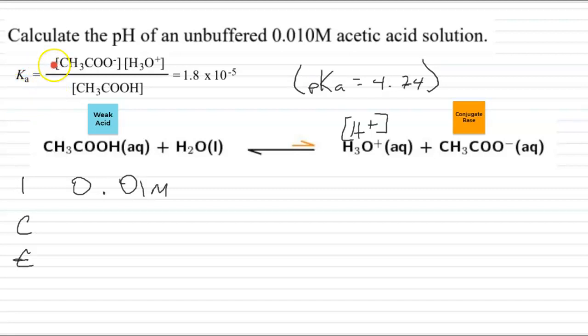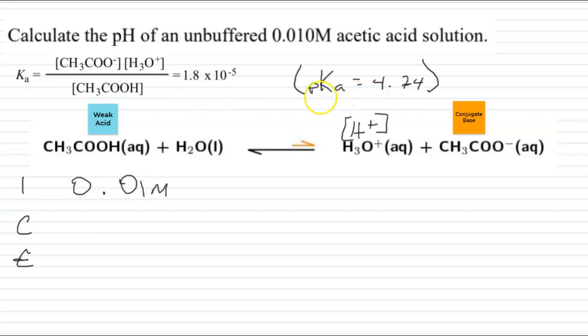Remember, it's always products over reactants. So the products in this dissociation are the acetate or the ethanoate ion here, the hydronium ion, or in our case, we usually use hydrogen ions, and that is over the concentration of the weak acid. So in our case, this acetic acid. Now the Ka value for this is given in the problem as 1.8 times 10 to the negative fifth.